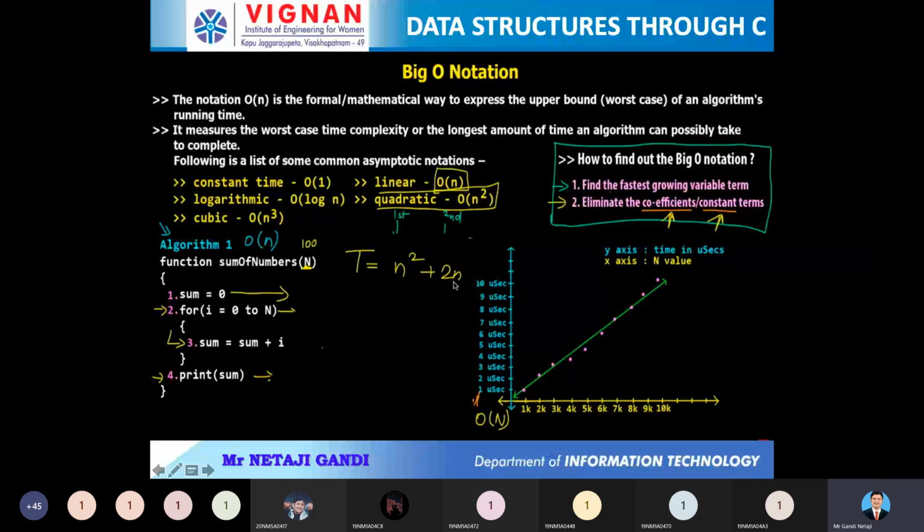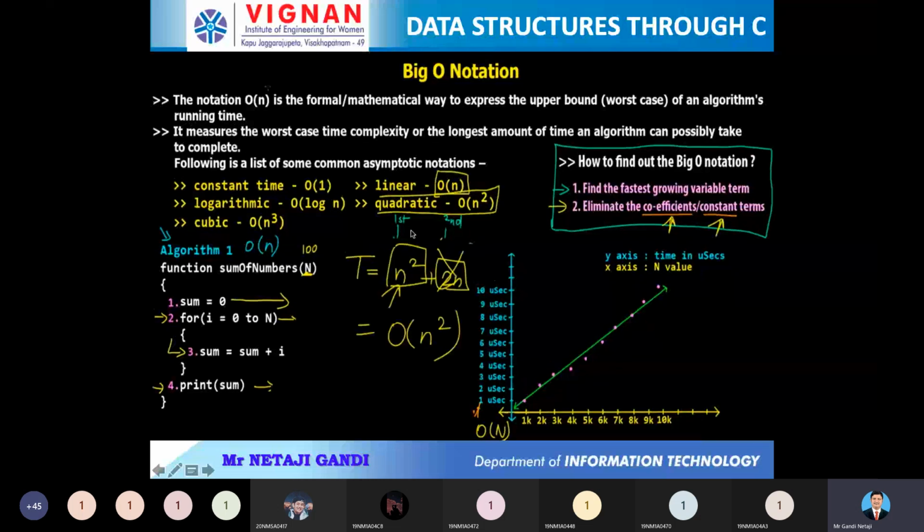of n square. So here the 2 is a constant, so we can remove this one. Which is the higher? The upper bound is n square. The big one is n square, so the time complexity is big O of n square. Is it clear, all of you?